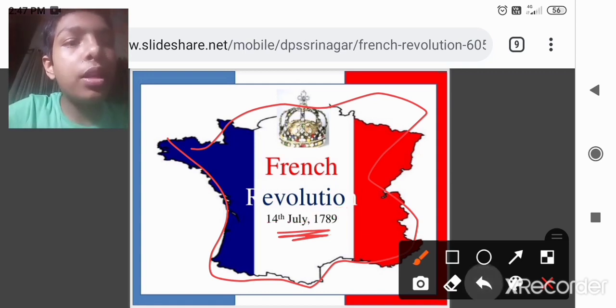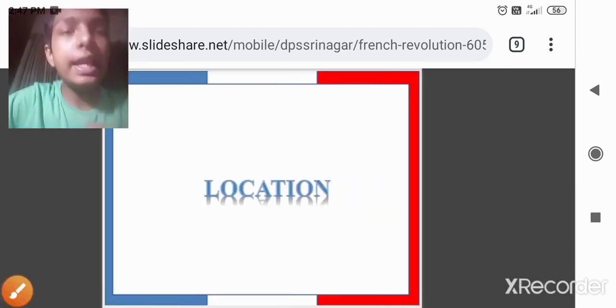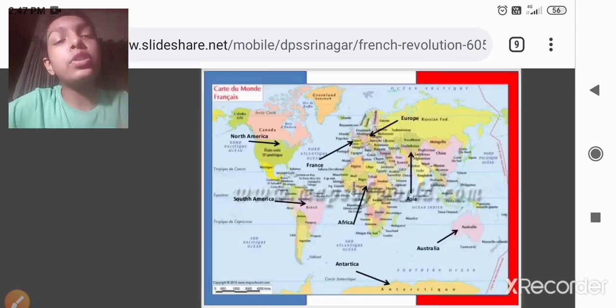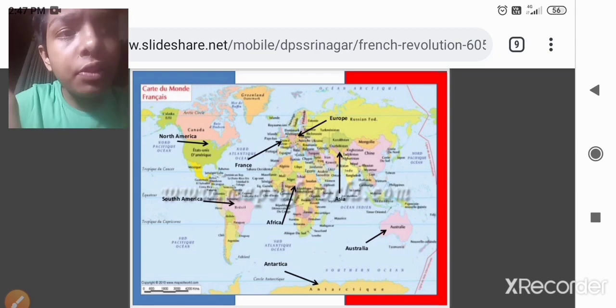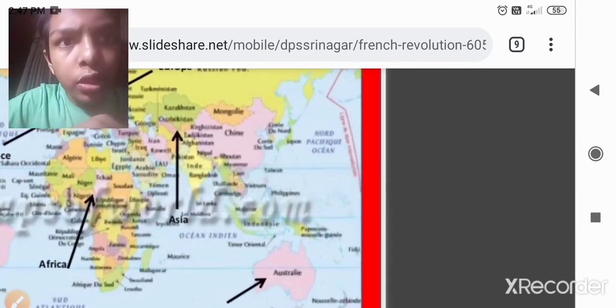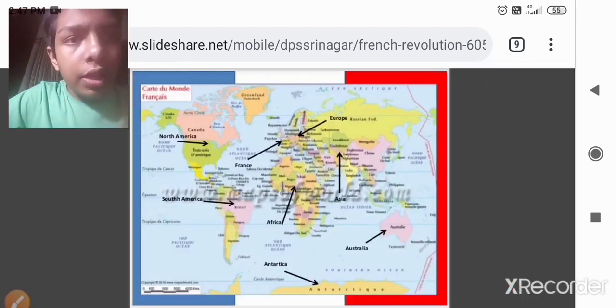Now today we are going to study first the topic about the location where exactly the French Revolution was held. So these are the certain regions. Let me zoom in for you. It's not clear, guys, the picture is not clear, but you can have a look.